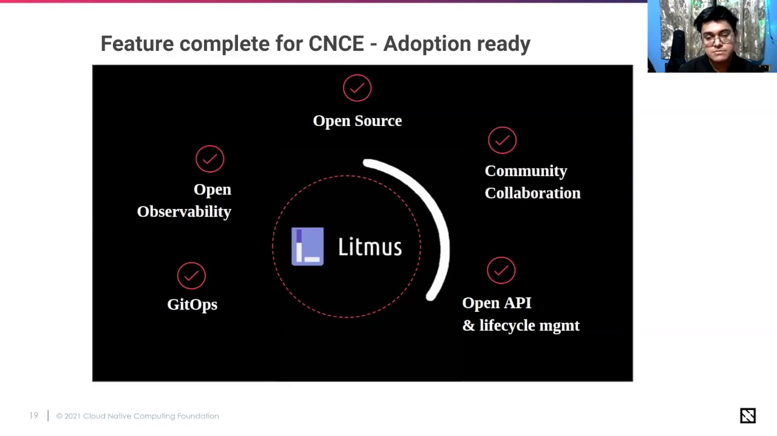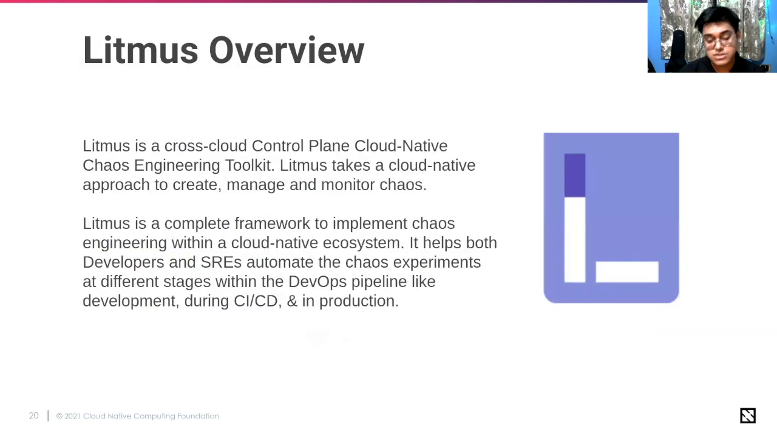So with Litmus, what we planned to do was follow all these 5 principles of CNC that I just mentioned. And Litmus actually has all of these 5 principles inside of its control plane. To talk about what Litmus is and how you can get started with it, Litmus is basically a cross-cloud control plane for your cloud native chaos engineering use cases.